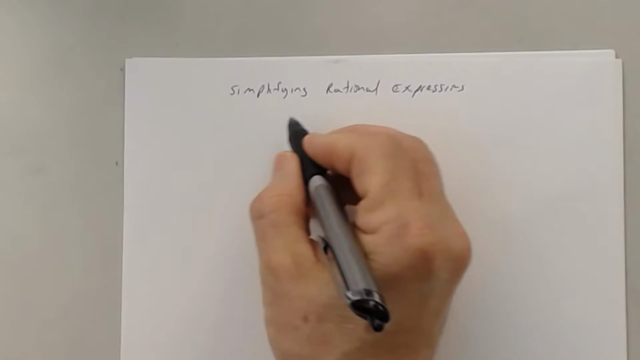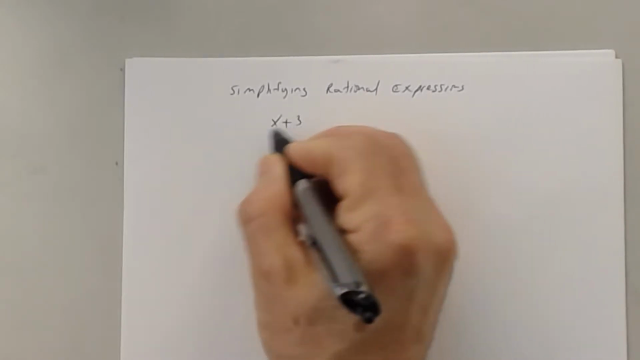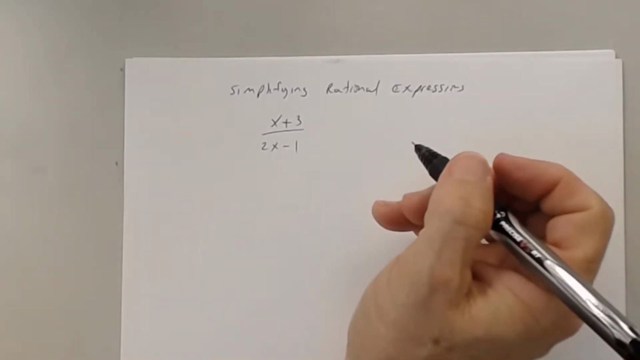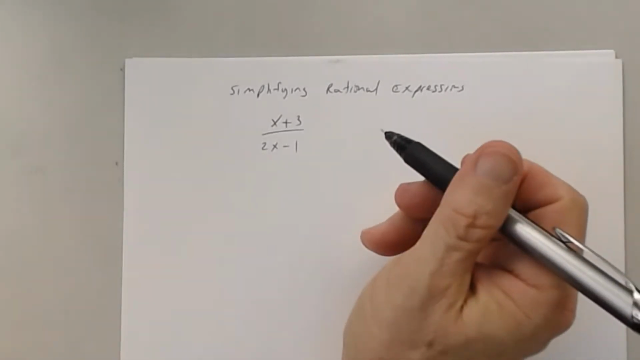Okay, so simplifying rational expressions. Now remember, we talked about examples of rational expressions last class period. For example, here's an example of a rational expression: x plus 3 divided by 2x minus 1. That's an example of a rational expression. And we looked at many more last time.